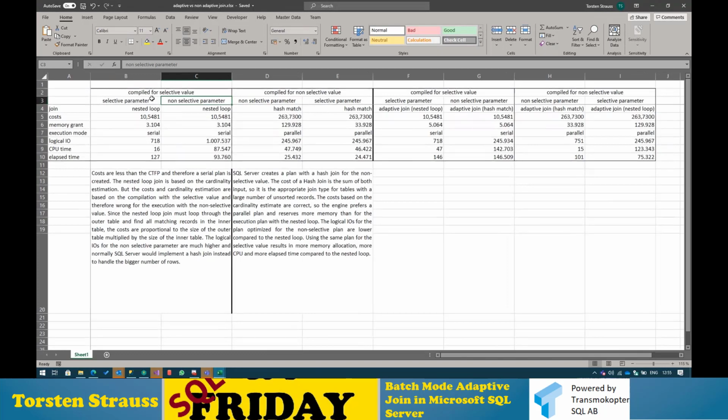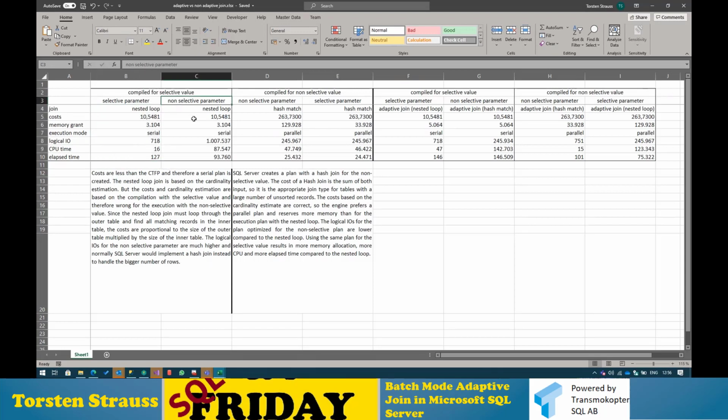It's very interesting. Compiled for the selective parameter means I executed the stored procedure the first time with a selective value, so this plan is cached. Because it is selective, the join type is not adaptive, it is without the adaptive join operator, and because it is very selective, SQL Server selects the nested loop. So we have a cost, a memory grant, logical IOs, CPU time, and for sure elapsed time. Perfect. It's not a bad plan and not bad statistics.